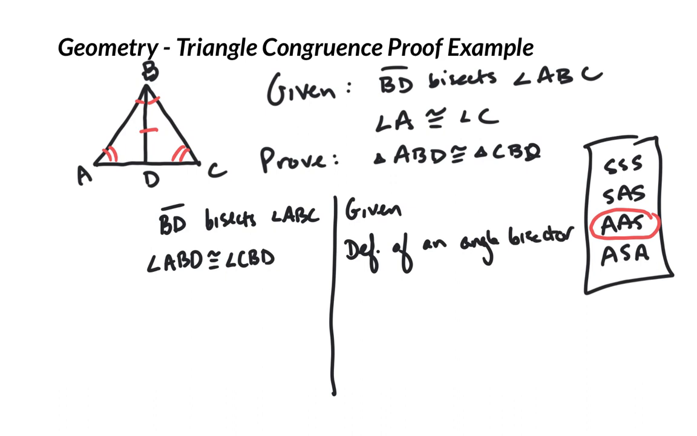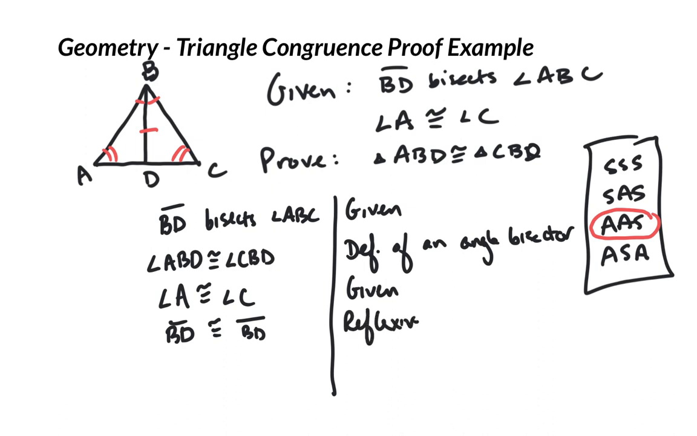Okay, so we should state the given, and then if that given didn't immediately tell us the angles were equal, we need to state that, okay? We also know angle A is congruent to angle C because that was given. And we know that BD is congruent to itself. That is reflexive. So this will establish that triangle ABD is congruent to triangle CBD by angle, side.